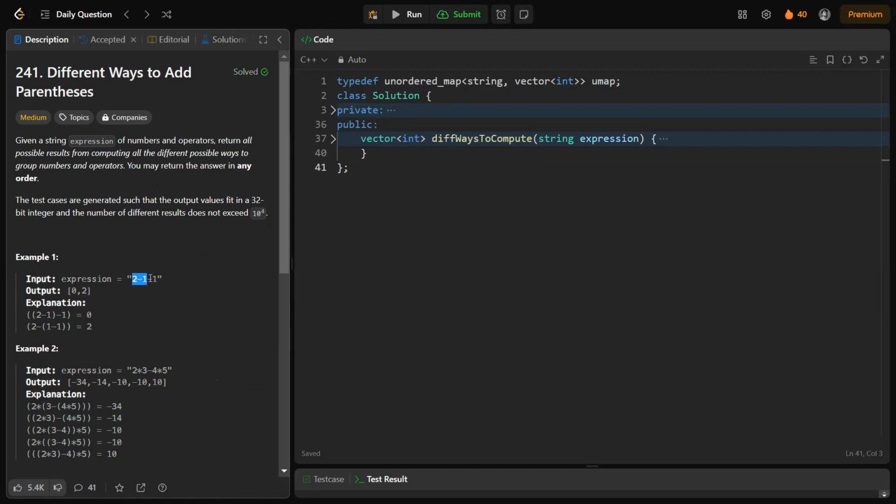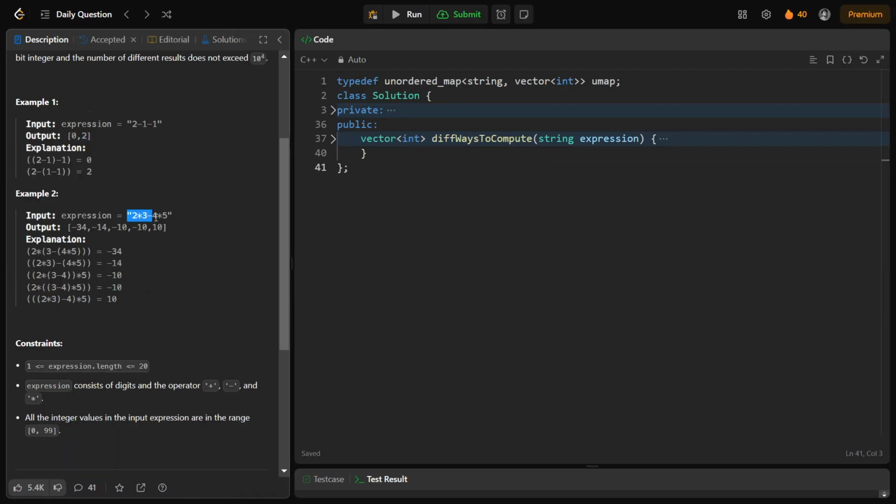One could be to first evaluate this and then evaluate that. So 2 minus 1 is 1, and then 1 minus 1 is 0. So you get this 0. The other way could be you first do 1 minus 1, that's 0, then 2 minus 0 is 2, and this is all you can actually get from this. Now let's look at this case.